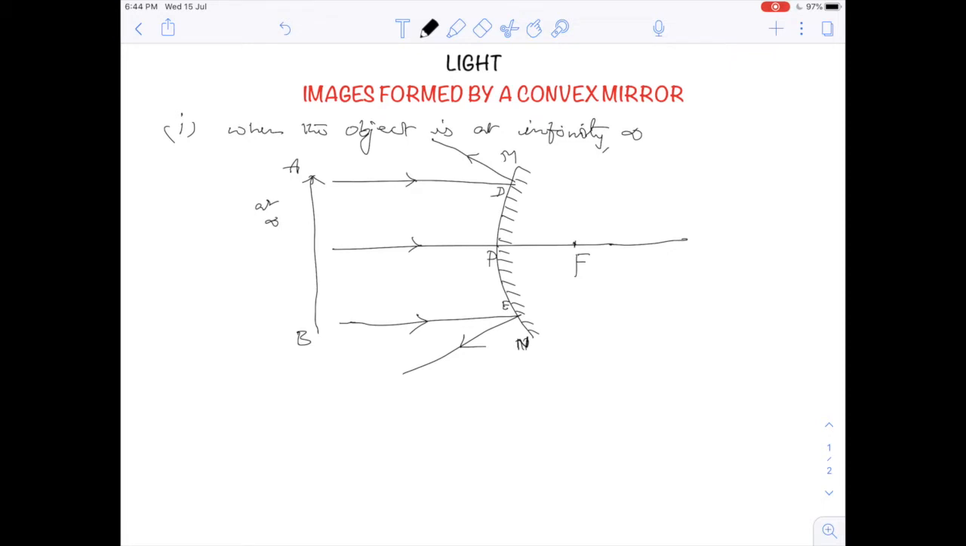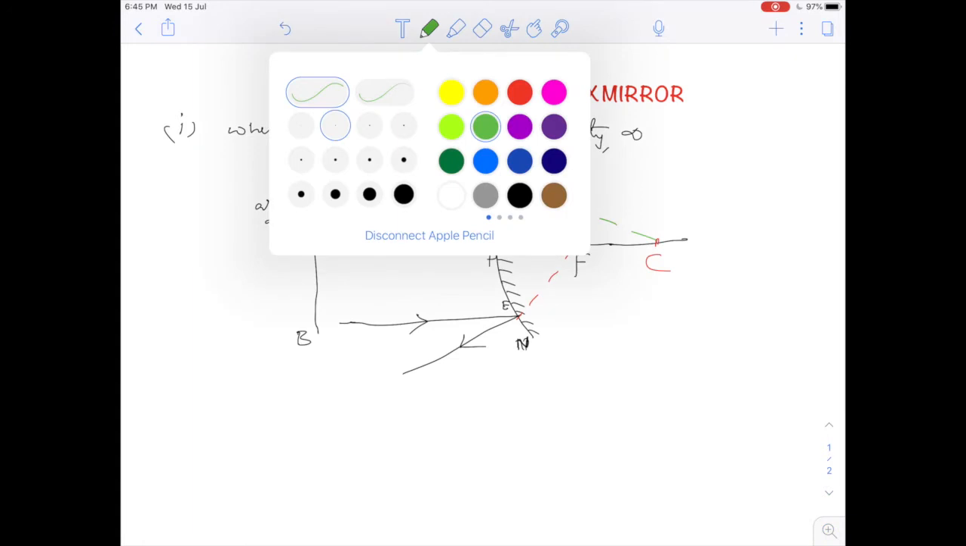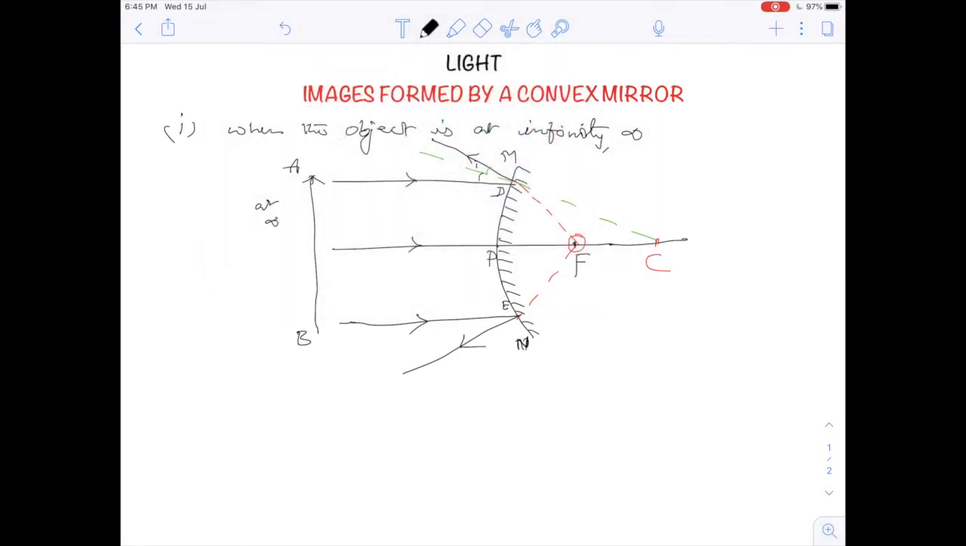Now these two reflected rays will appear to come from the focus like this, which means F will be the intersection point of these two reflected rays. Now this is our C. If you consider a line passing through C, that forms the normal, and this is angle I, and this will be angle of reflection R. So here it is the image formed.